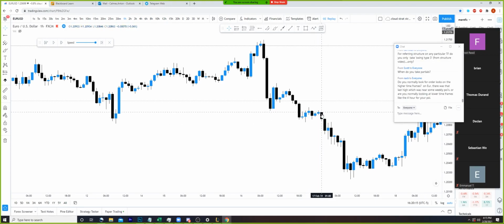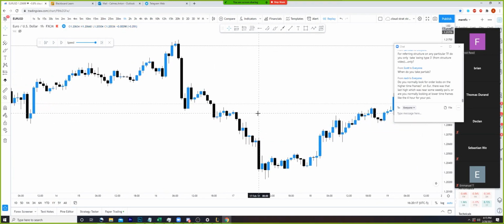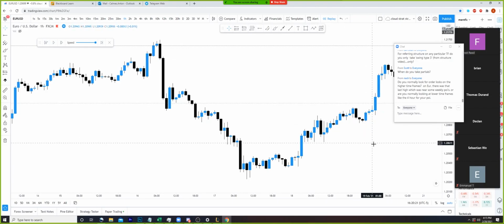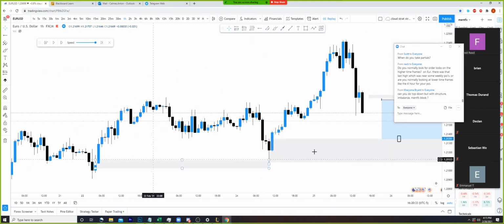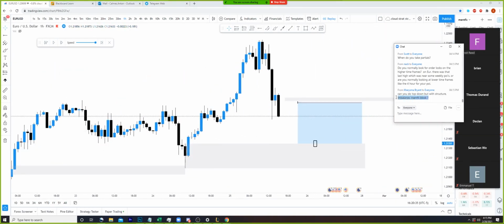behind this little supply zone that doesn't get tapped, but in the future, as you can see, gets mitigated, has movement away from it, and then continuations, right? So again, we don't just trade supply demand zones, we partner them with all the things that we teach concerning structure and Wyckoff, but it's important to understand what a supply zone and demand zone can look like for potential future mitigation, right?